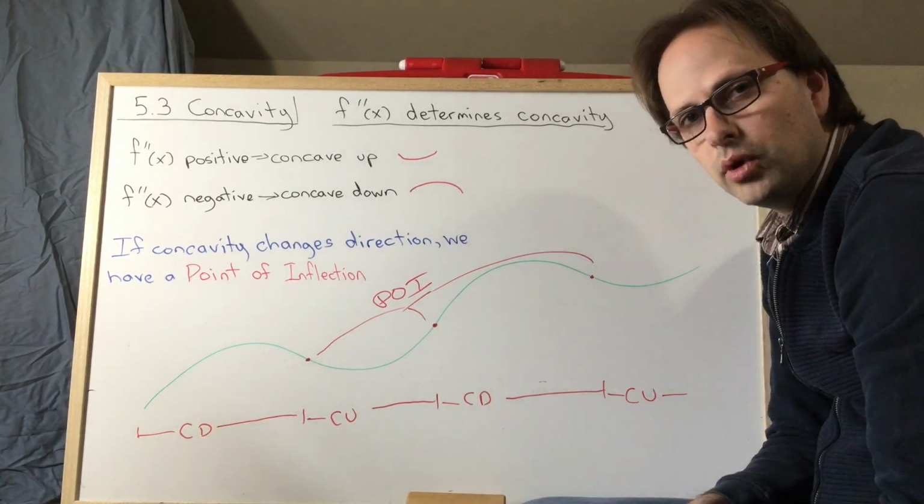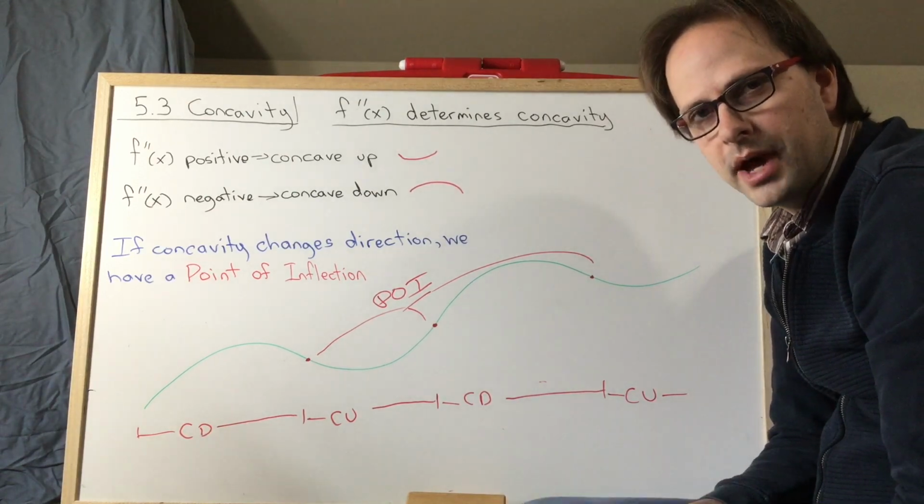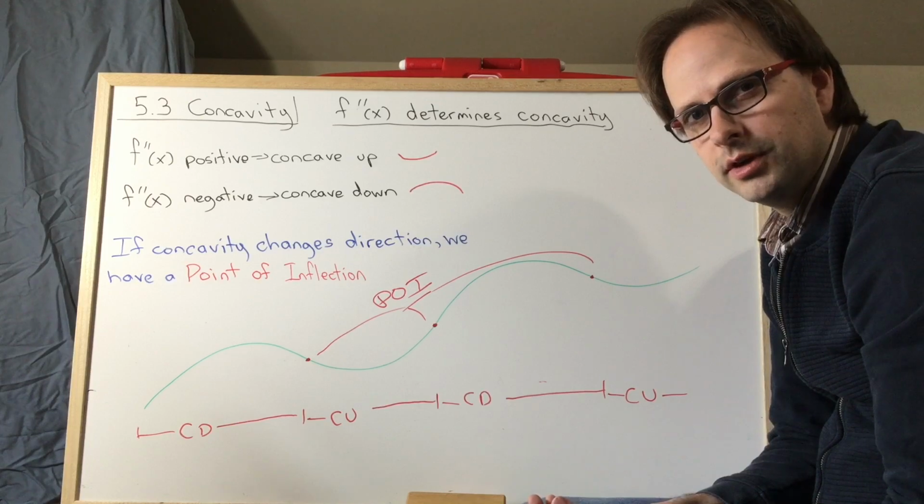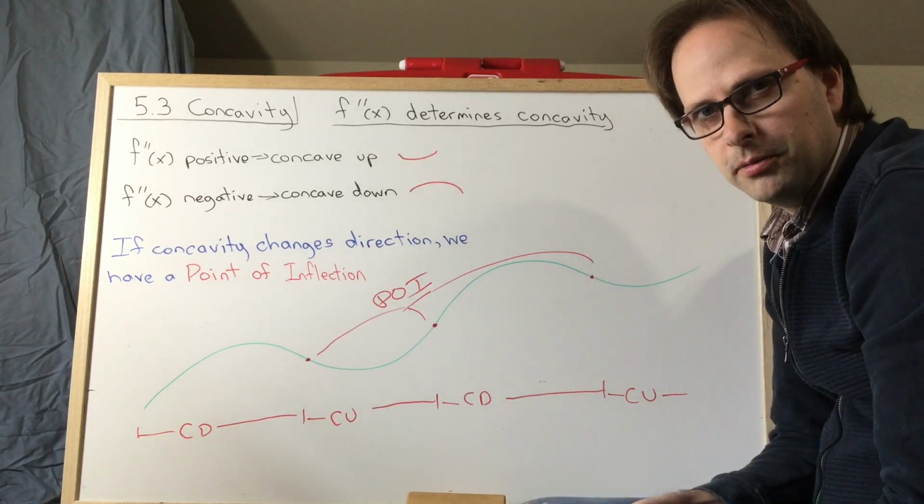If we want to hunt down points of inflection, kind of the same way we did for a max or min, all we have to do is find the critical values of the second derivative. So let's try that on a polynomial.